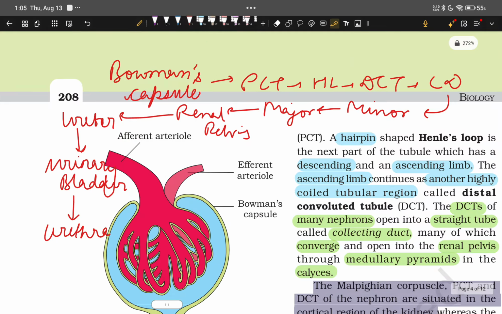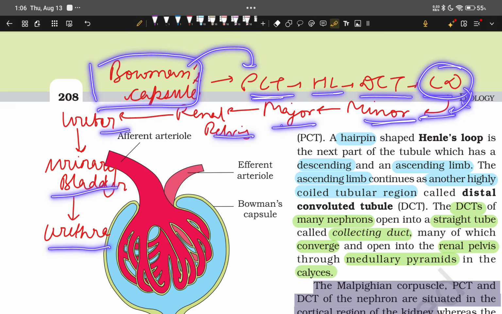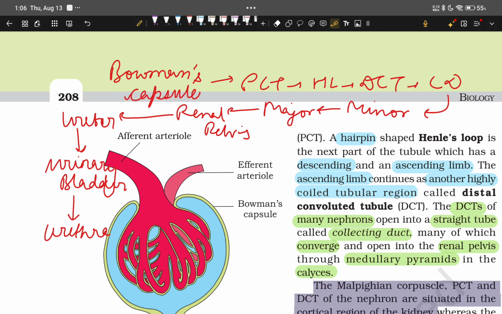I've written here also, urine first of all moves from, not urine exactly, the name urine is given to the filtrate only after it's collected in collecting duct. So here it is filtrate, then filtrate goes into PCT, then loop of Henle, then DCT, and from here urine is formed, and urine from collecting duct goes into minor calyx, major calyx, renal pelvis, ureter, urinary bladder, and then urethra. I hope it is clear, right?